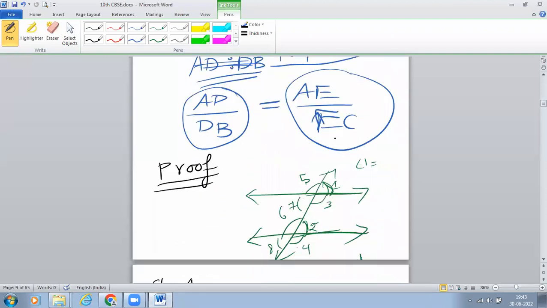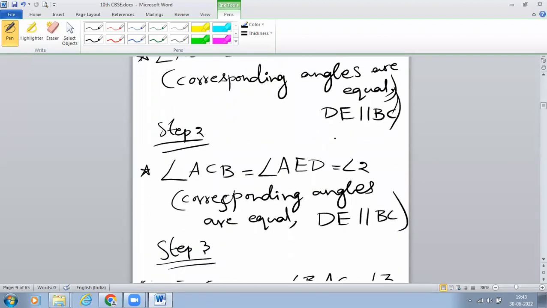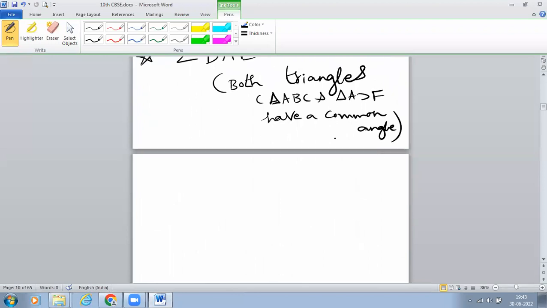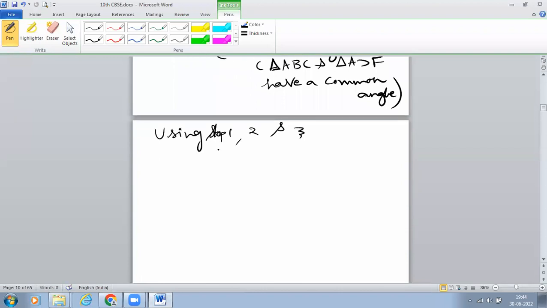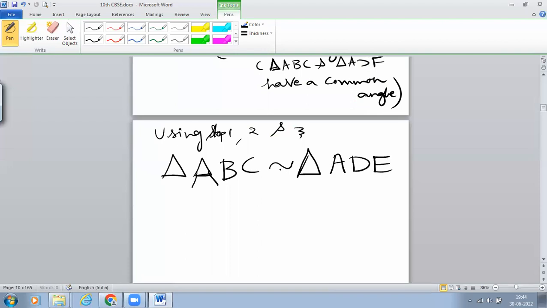Now, using the 3 steps we have completed just now, what I'm going to conclude is, very important, using step 1, step 2, and step 3, these 2 triangles, that is triangle ABC, is similar to triangle ADE. Both the triangles are similar to each other. This is the symbol for similar.